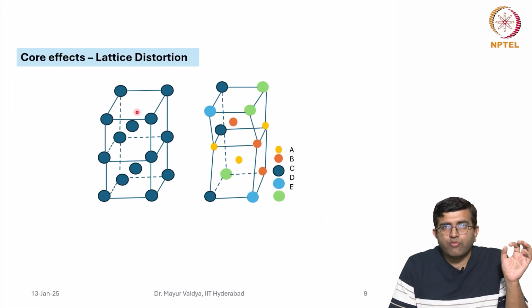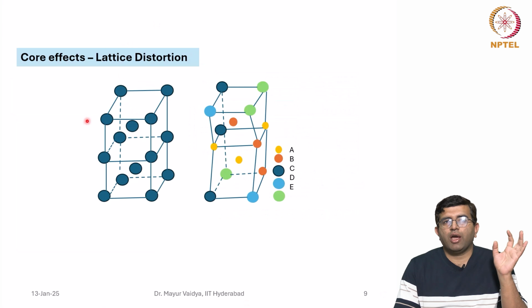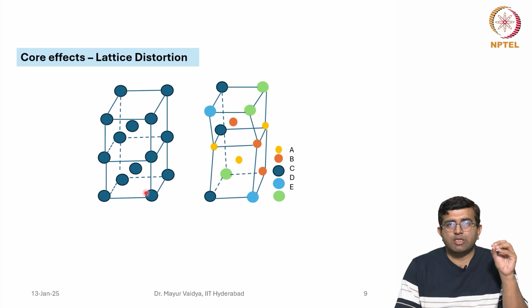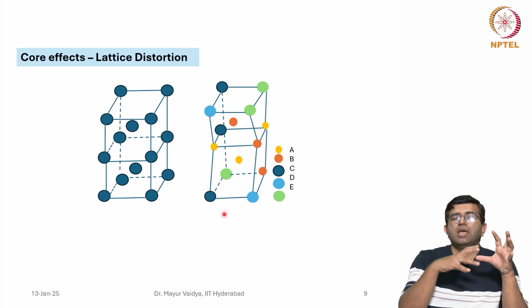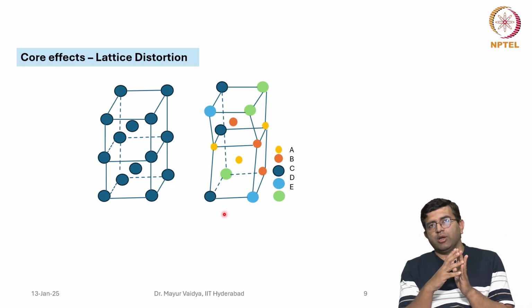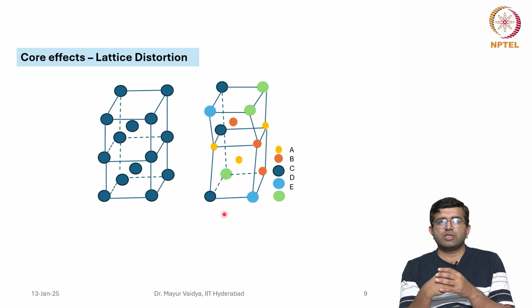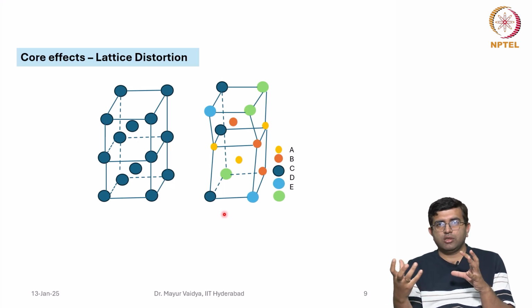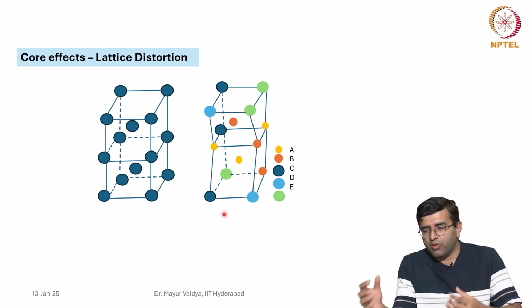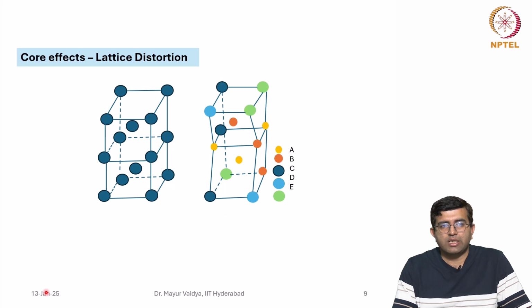The second core effect is the lattice distortion. If you have in your lattice only one type of atoms, then it is not a distorted lattice, but imagine if you put in the same lattice different types of atoms which have different sizes, then this lattice will be distorted, and this lattice distortion can cause certain strain to the lattice, which can affect the properties of the alloys at different length scales.